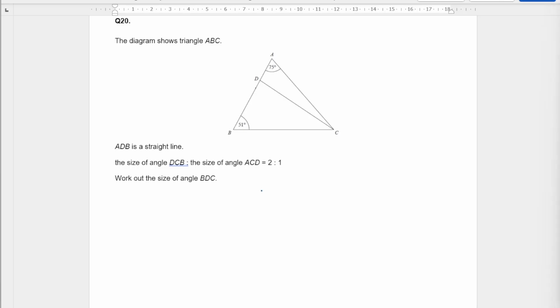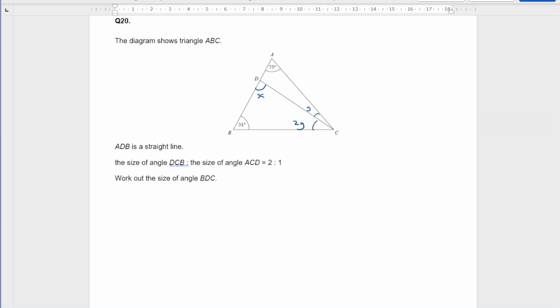BDC. So we want this angle here. So I'm going to call that x for now. Right, DCB, that would be that angle there. Okay, so if I call that y for now, then that would be 2y, because that angle is twice the size. Right, so I'm going to start by working out the value of y, or 2y.